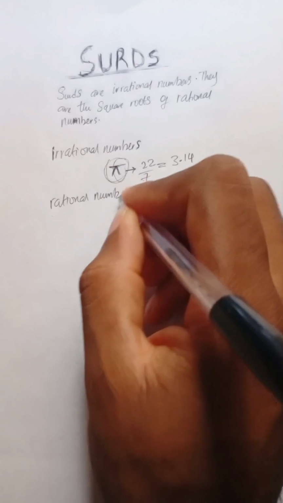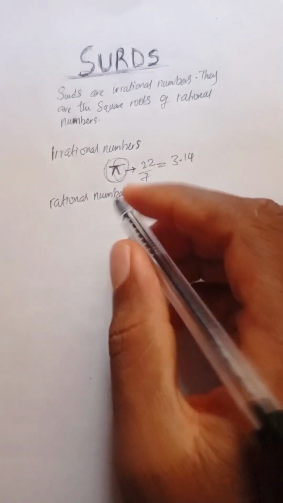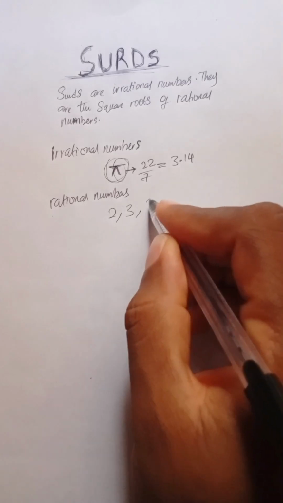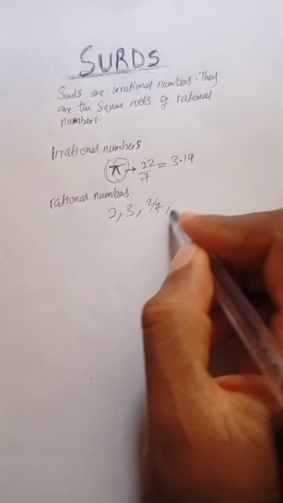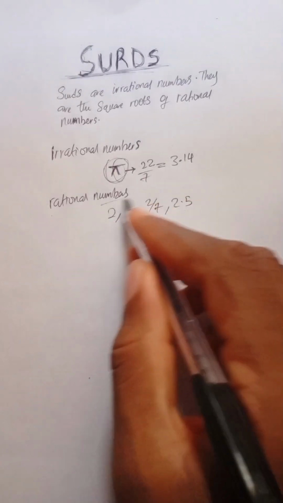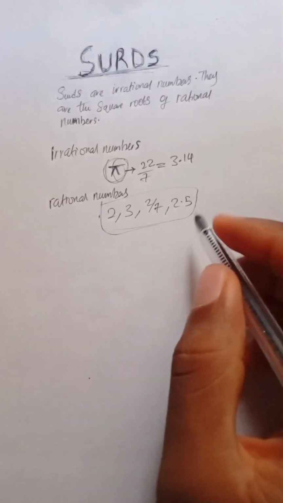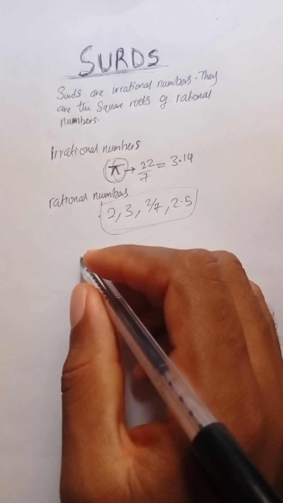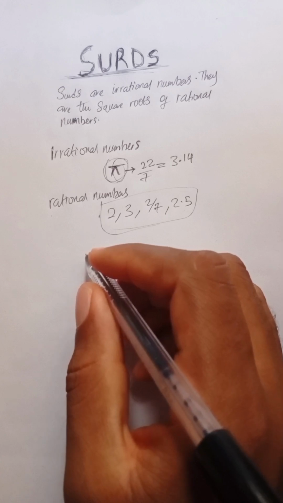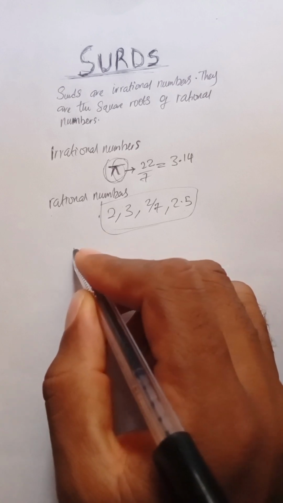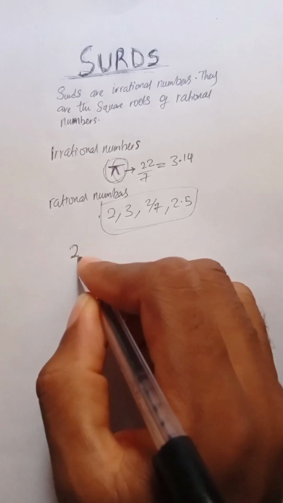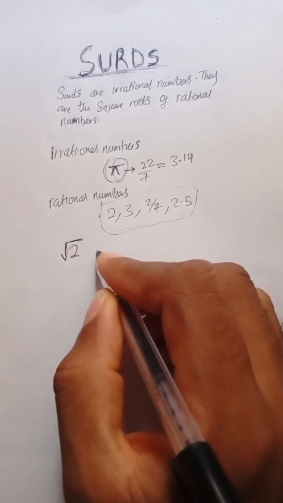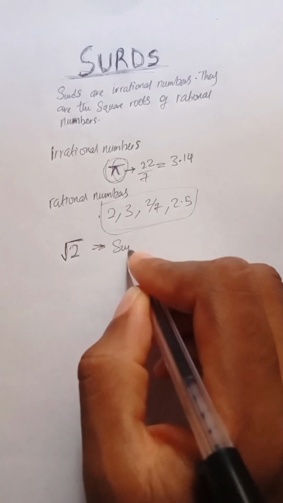Rational numbers are sets of integers. Example: 2, 3, 2 divided by 7, 2.5. So these are rational numbers. The square root of a rational number is known as a surd. For example, 2 is a rational number. The square root of 2 is known as a surd.